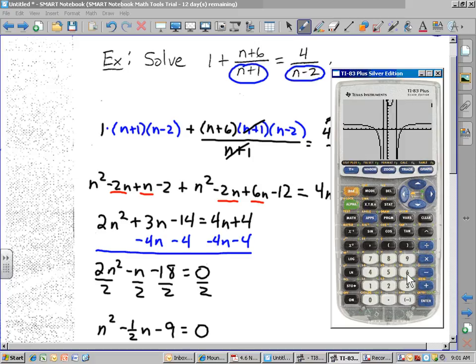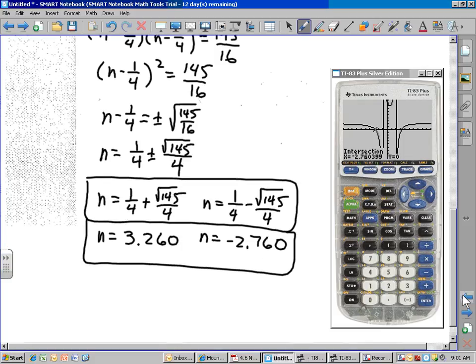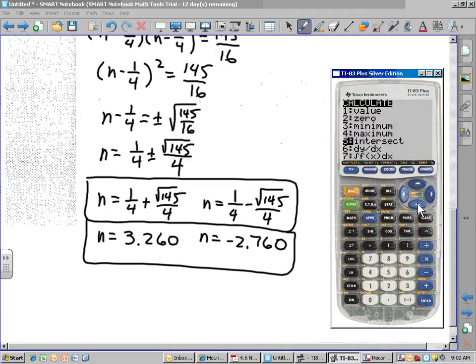Zoom 6. Okay, it's an interesting looking graph. The part that we're interested in is right here, where the x-intercept is. Looks like about negative 3. And right here on the right. And it looks to be about a little bit more than positive 3. So let's calculate it. Second trace, which is the calculate menu, number 5, intersection. Get close to intersection, hit enter 3 times. There's negative 2.760, exactly what we have. And calculate the other intersection.